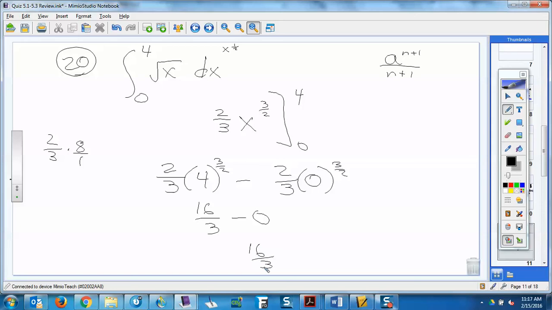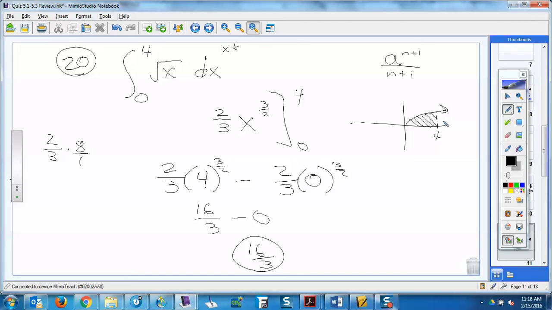So 16/3. So this would be, now let's not forget what we just did there. That's a square root graph, which is this. From 0 to 4, we just found that area right there. We just found that piece of area. 5 and 1/3, 16/3. Okay, so that's just basic fundamental theorem, part 2.